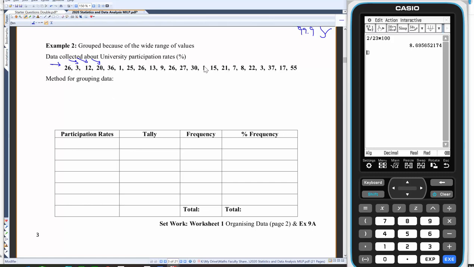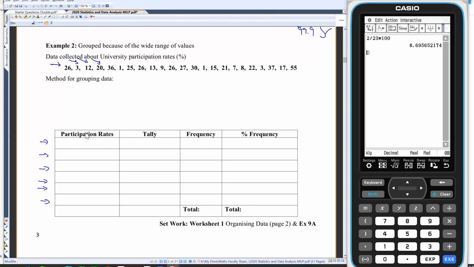So we can see here that the lowest value is 1, the highest value looks to be 55, and that's just way too wide a range of values to start writing individually, like 1, 2, 3, 4, 5, 6, 7. It's going to go all the way up to 55, and it's going to be ridiculously long. So we're going to think about how we're going to group it. Notice that the frequency table has been set up with 4, 5, 6 gaps, so it looks like we're going to separate them into roughly groups of 10.